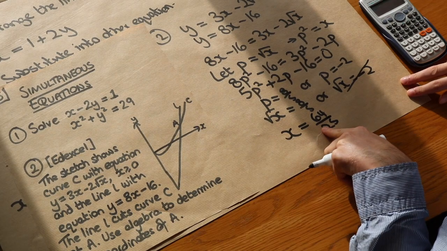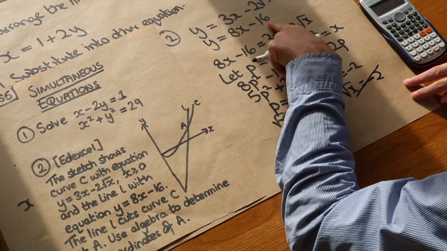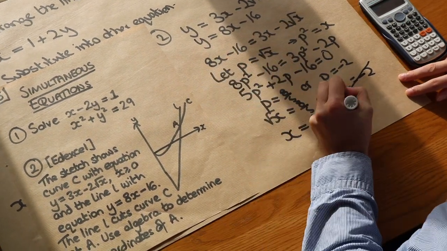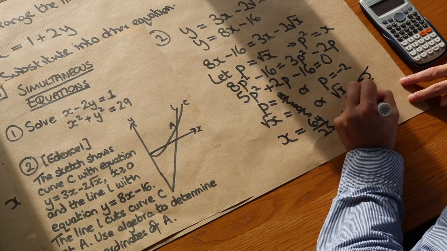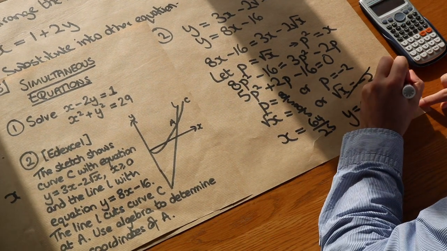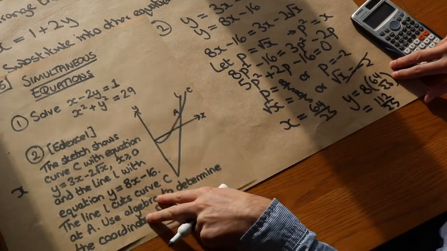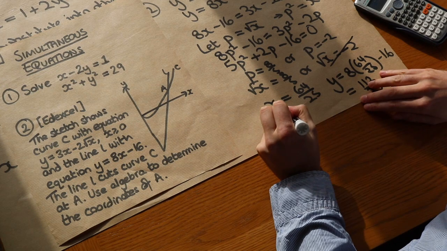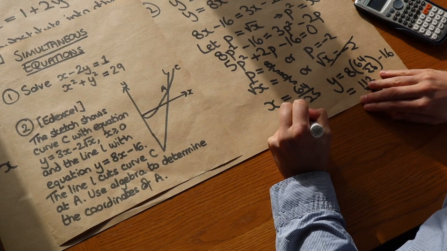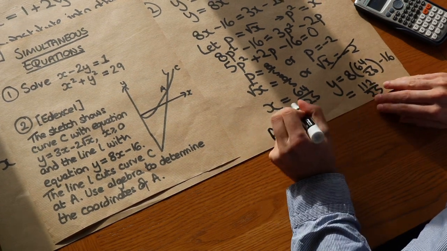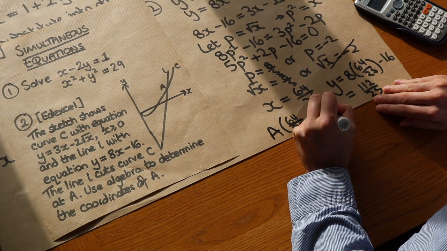And then from that, we can then use this equation here, or either equation, to find out what y is. So y is just 8 times x minus 16, and that gives us 112 over 25. So that's the coordinates of A. If I actually write that as a coordinate, we have 64 over 25, and we have 112 over 25, and that is the answer.